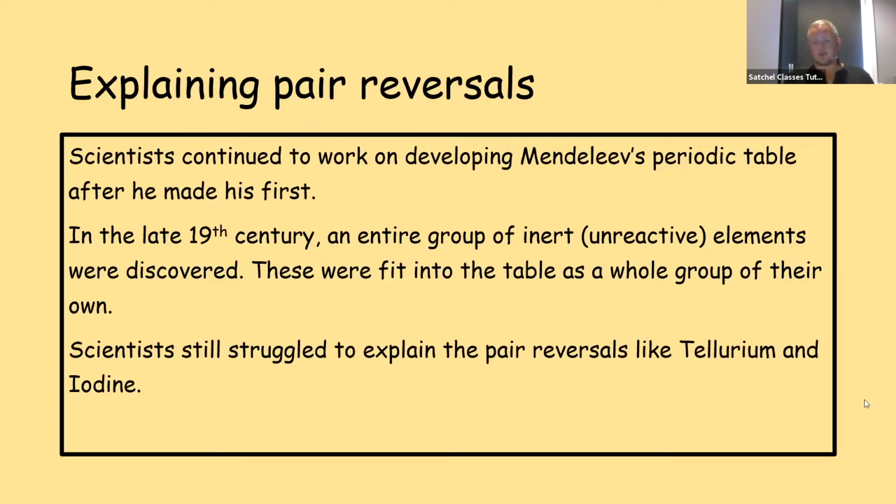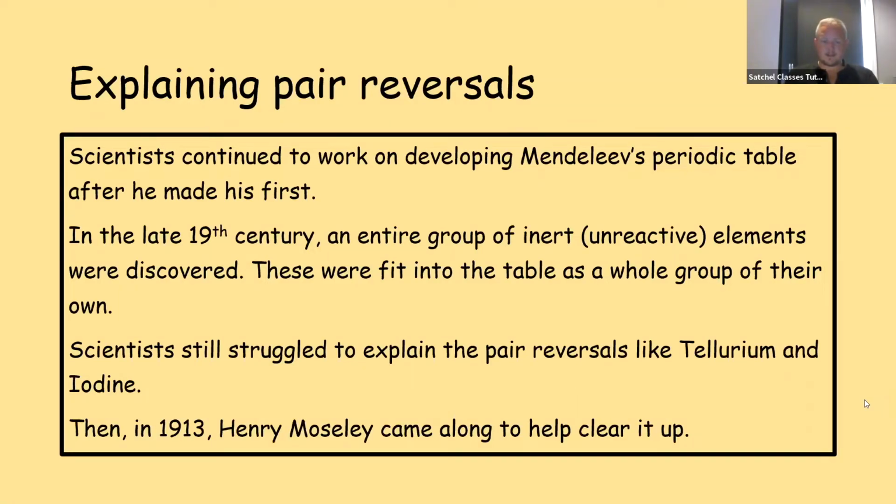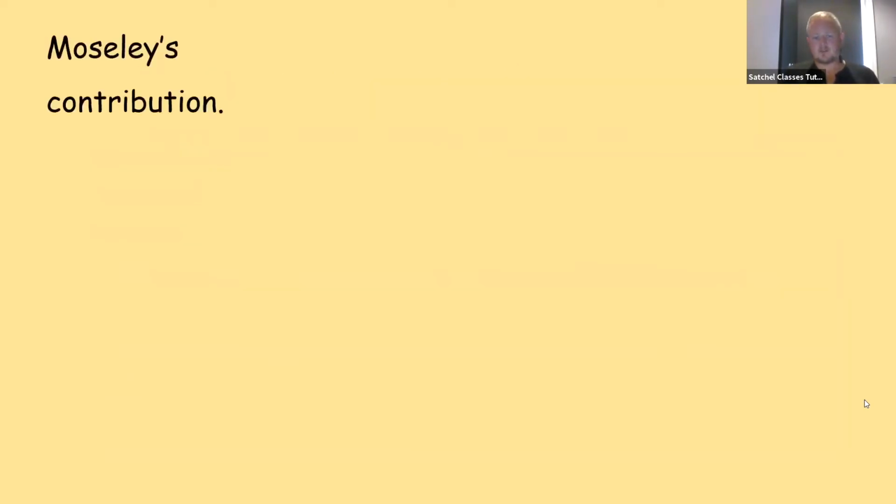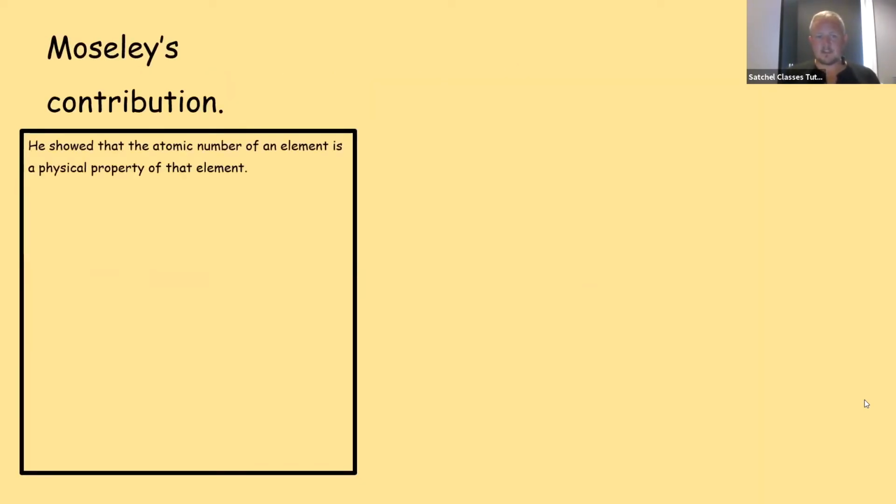Scientists still, though, struggled to explain the pair reversals like tellurium and iodine, because even though Mendeleev had got around it by saying that the masses must have been calculated incorrectly, the repeat measurements of the masses suggested that they were correct. Then, in 1913, Henry Moseley came along and helped clear it up. Moseley's contribution then. He showed that the atomic number of an element is actually a physical property of that element. His actual experiment was to fire high energy X-rays at the element, which made them in turn give off X-rays.